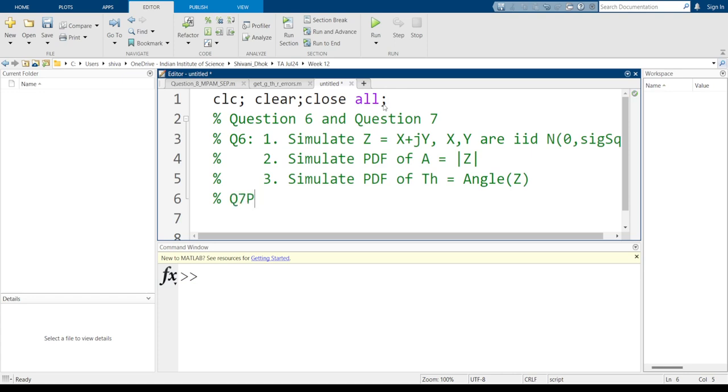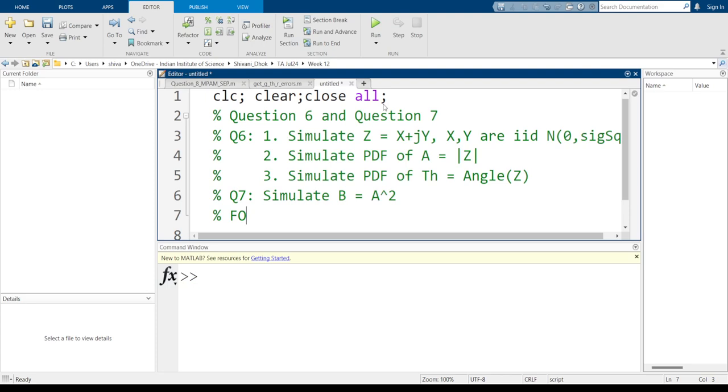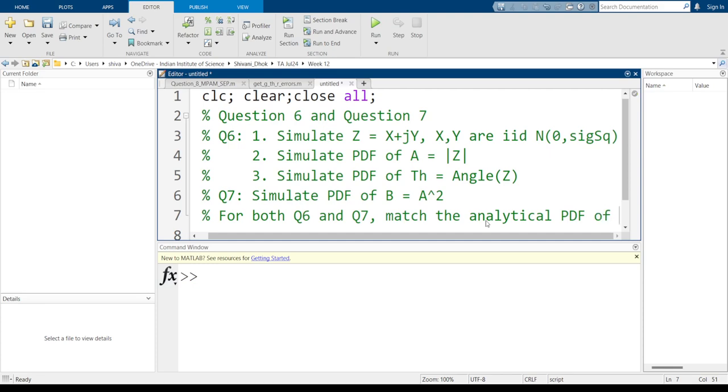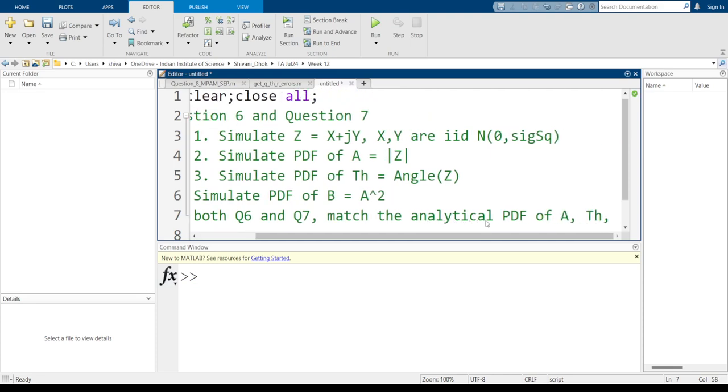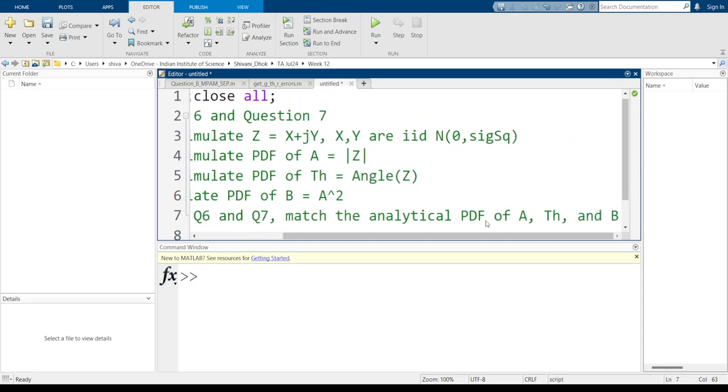And then we have question 7. Simulate B equal to A squared, and for both question 6 and question 7, match the PDF, or the analytical PDF, of A, theta and B. Okay, so let's start.